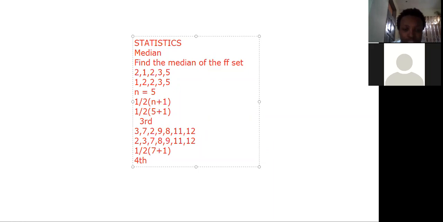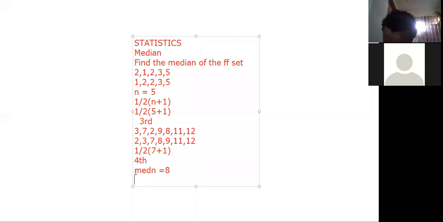So this will be the fourth number. Now looking at the fourth number from here, we have 1, 2, 3, 4. So this is the fourth number. So our answer is 8. The fourth number is 8. So therefore our median is 8. Now let's see if we can get 1, 2, 3, 4, 5, 6, 7, 8, 9.